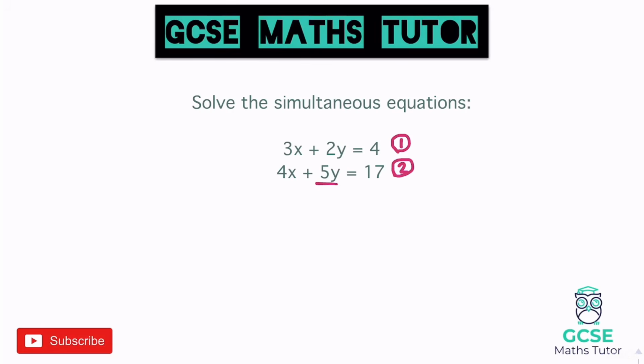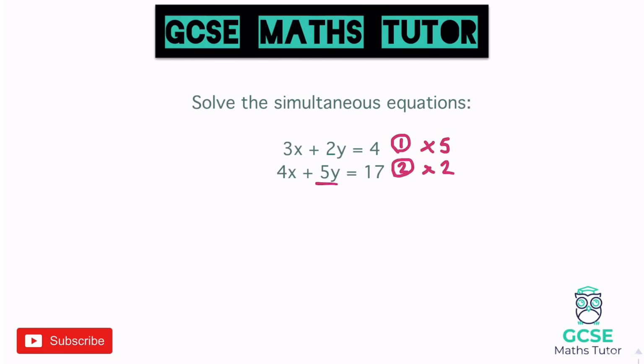So the top equation, equation 1, if I was to times everything in that equation by 5, then the number in front of y would be 10. So I'm going to times that top one by 5. And the equation below it, with the 5y, I'm going to times by 2, and that'll also allow me to get a 10 in front of the y. So to the side, I'm going to completely rewrite both these equations, timesing the top one by 5 and the bottom one by 2.